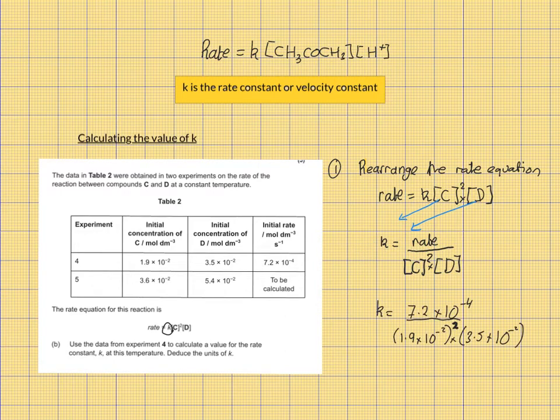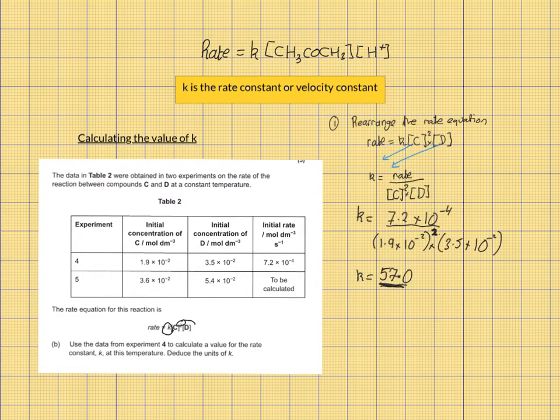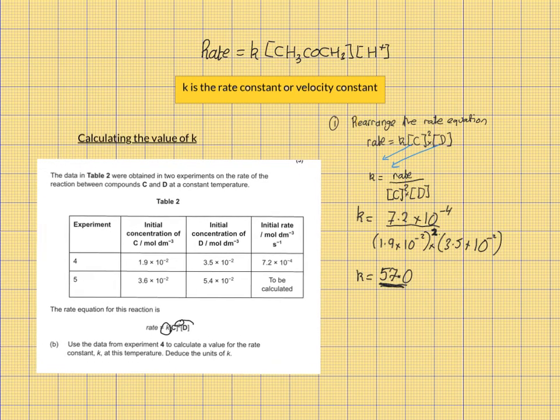Here is the data from experiment 4. You now need to put that into your calculator, but don't forget to square the value for the concentration of C because it's second order, and that comes out at 57. We still haven't given units, however, so what we need to do now is to look at units in the data for experiment 4. The units for rate are moles per dm cubed per second, and the units for concentration are moles per dm cubed.